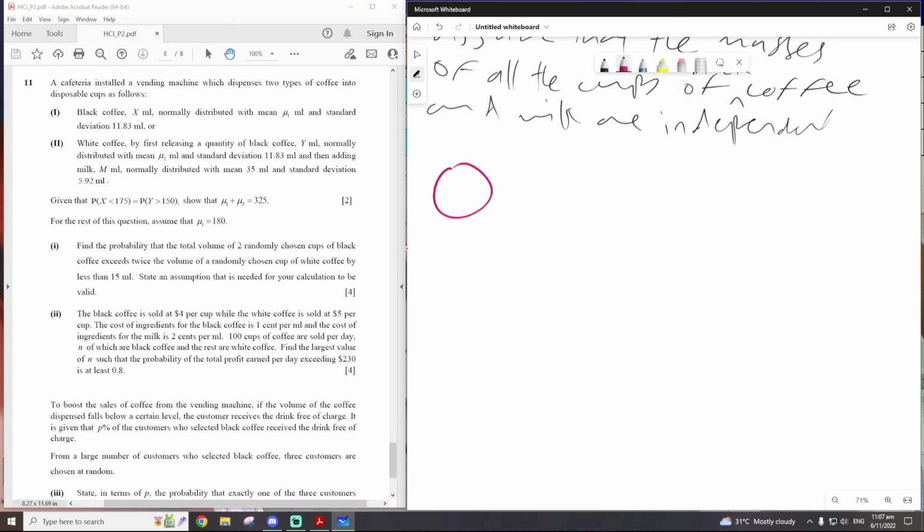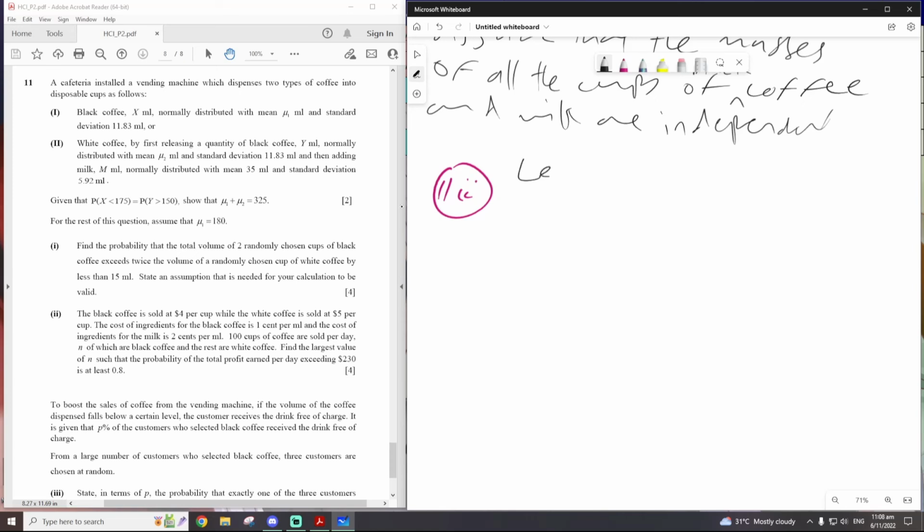11 part 2: black coffee is sold at $4 per cup, while white coffee is $5 per cup. Black coffee costs 1 cent per ml, and the cost of ingredients for the milk is 2 cents per ml. 100 are sold per day, N is black coffee, the rest is white coffee. So let's define some variables. I don't like using B. The marking scheme actually uses B for black coffee, but I don't like that because B can also mean binomial distribution. So I typically don't define a random variable as B.